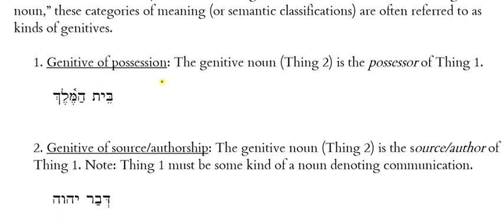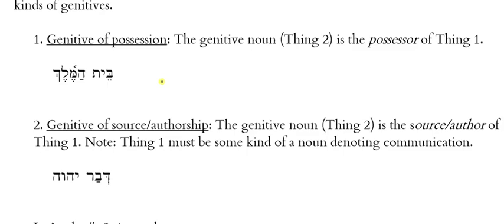And some of these come directly from Ross, some come from other places. And hopefully this will make sense. Number 1, you could have a genitive of possession. Here we have genitive noun, thing 2, semantically is the possessor of thing 1. So here in our example, we have Beit HaMelech, thing 1, thing 2. The construct is Beit, the absolute is HaMelech. Remember, the absolute noun is also the genitive noun.